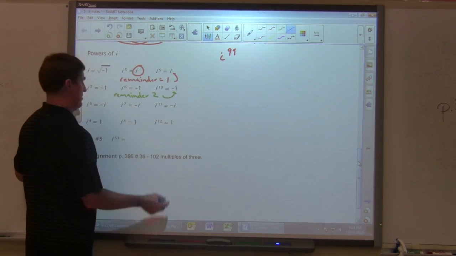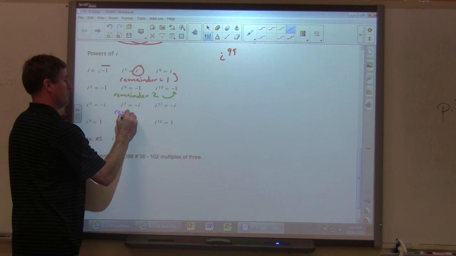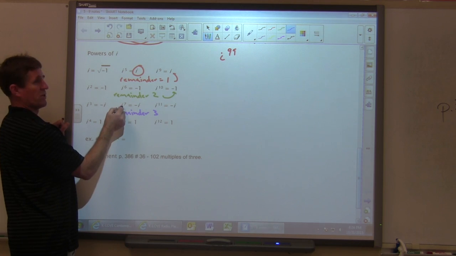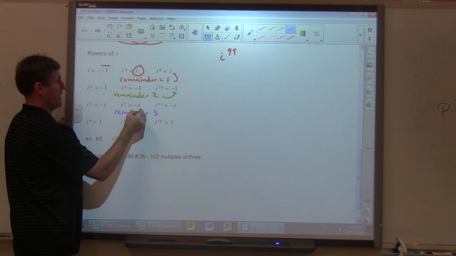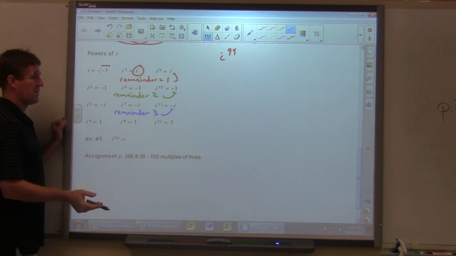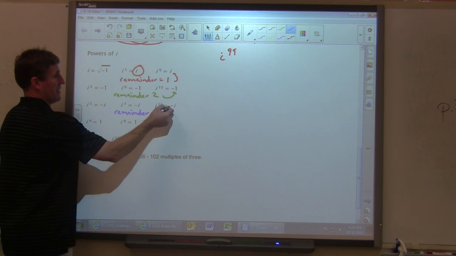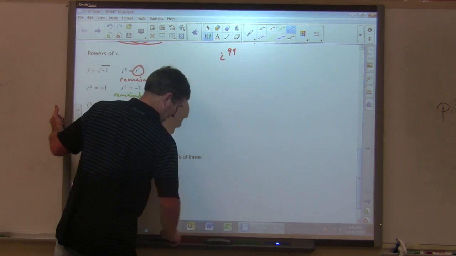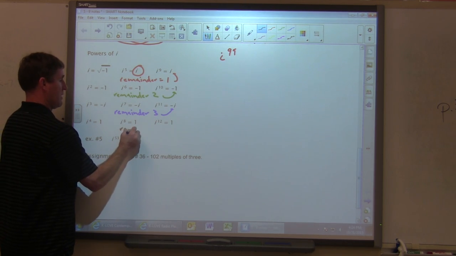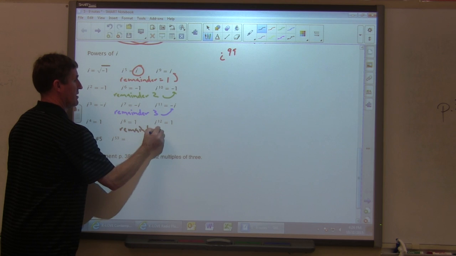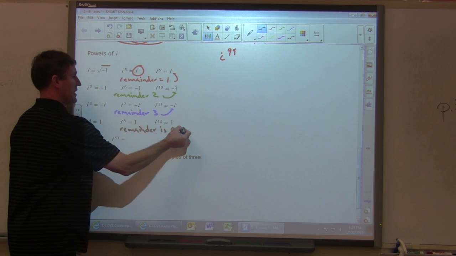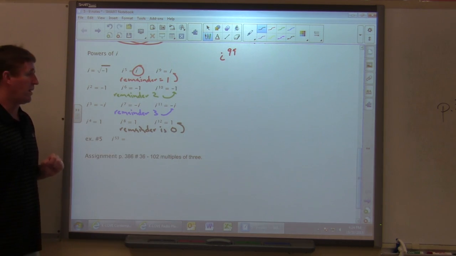And we can continue. If the remainder is 3, okay, 4 goes into 7 once with 3 left over, then the answer is negative I. 4 goes into 11 twice with 3 left over, so it's negative I. And lastly, you have the case where the remainder is 0. It goes in evenly. Anytime it goes in evenly, my answer is going to be 1.